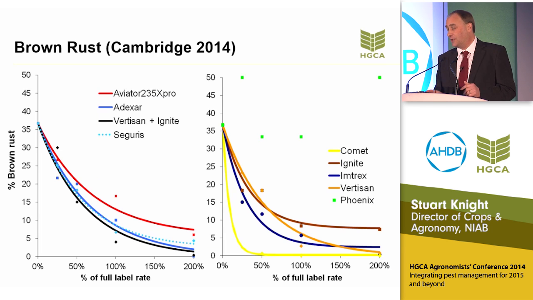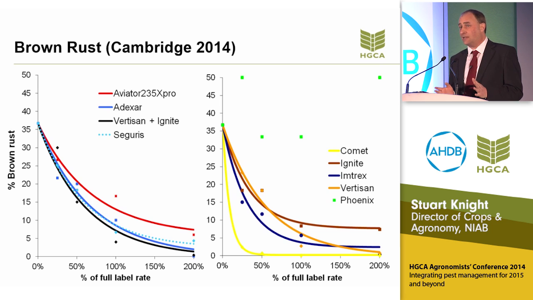So I'm going to start with the brown rust trial, which was in Cambridge in 2014. And as I said at the beginning, that was actually an inoculated trial this year with the aim of getting some higher disease pressure. And I have to say that worked very, very well. We did have some very high levels of brown rust in the untreated, much higher than we've had in recent years. So it gave a good test of the products.